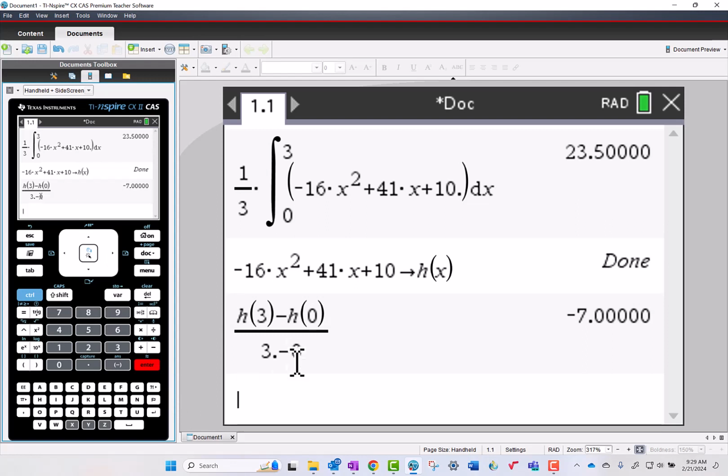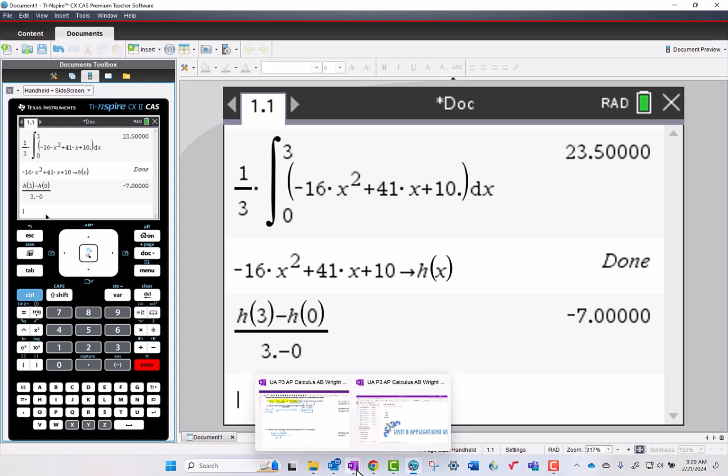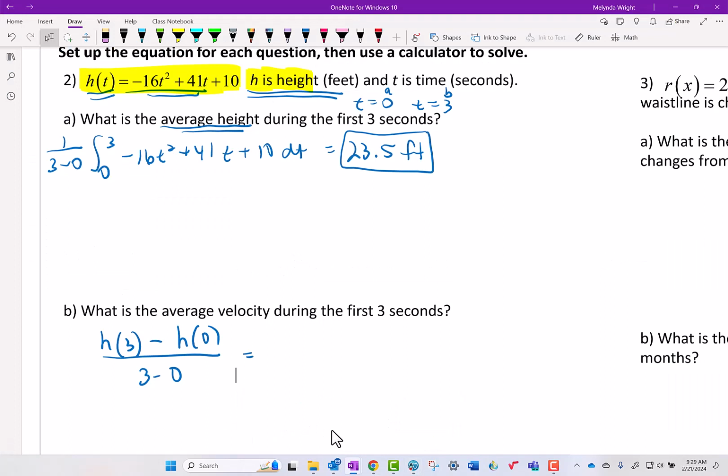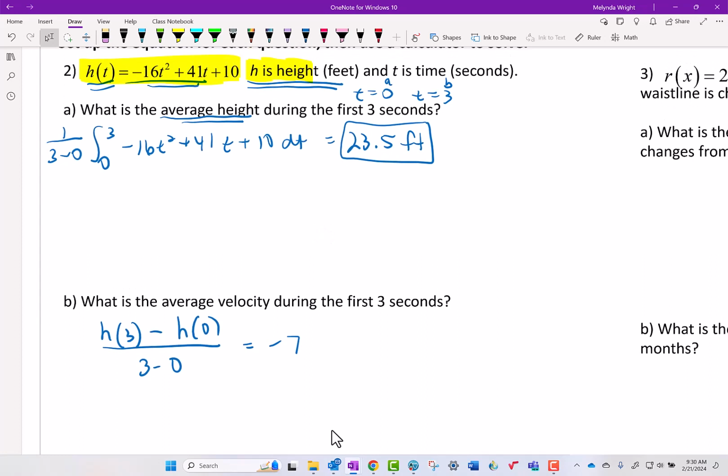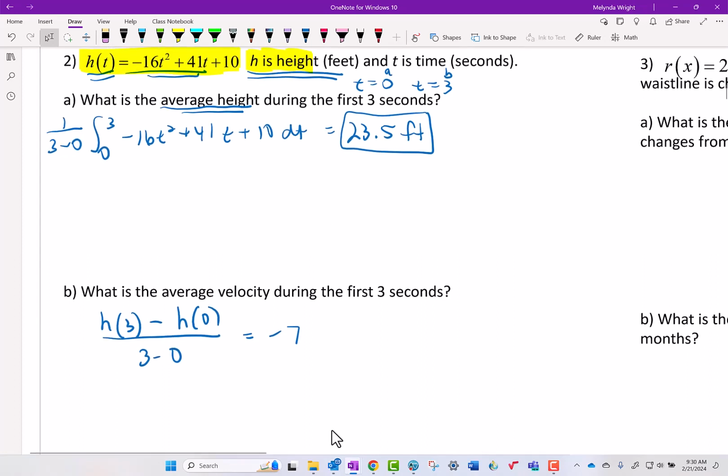Okay, are we okay with that calculator input? Yes? Okay, so let's go back to our document. So this is negative 7, and this is a rate. It is a rate that the height is changing, right? So it's going to be what? Negative 7 feet per second, right? It's the rate.